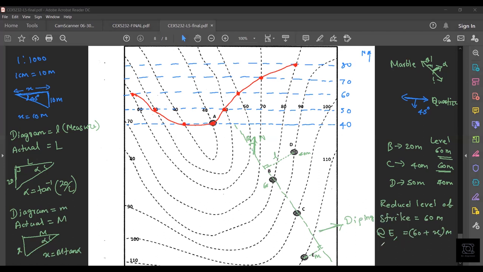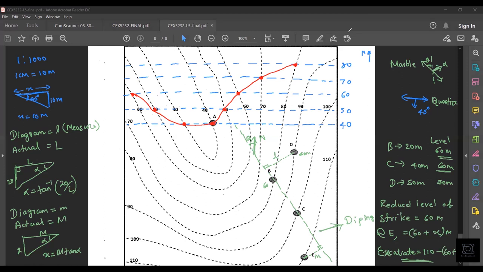So the excavation depth, how much you have to excavate? The contour height is 110. The bed is actually at 60 plus x. So the excavation depth is 110 minus (60 plus x). So you will get the final answer here. It is a fairly simple question. You have to consider some amount of general ideas and handle this. That is the thing when it comes to dip.